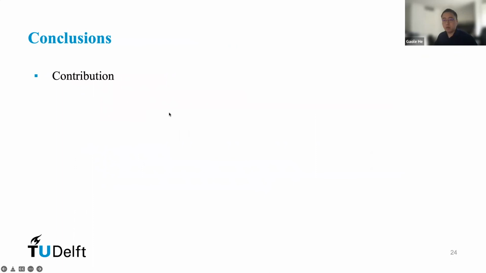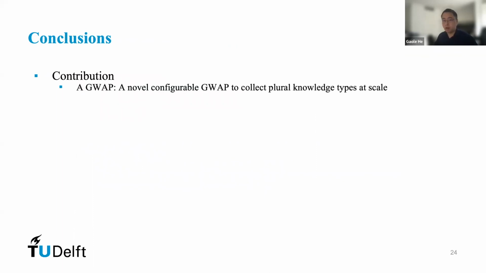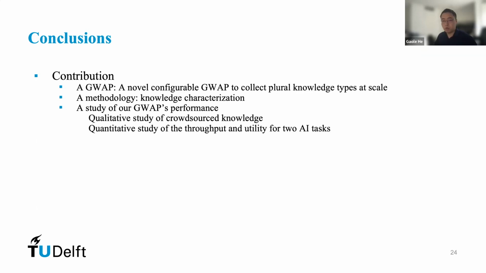In conclusion, this work has the following contributions. First, we designed a novel configurable game with a purpose, Find It Out, which can collect plural commonsense knowledge at scale. Secondly, we provide a structured set of dimensions for knowledge characterization. Thirdly, we conducted an empirical study of the performance of Find It Out based on crowd workers. Furthermore, we conducted a qualitative study of collected knowledge tuples and a quantitative study of the efficiency of the knowledge collection process.